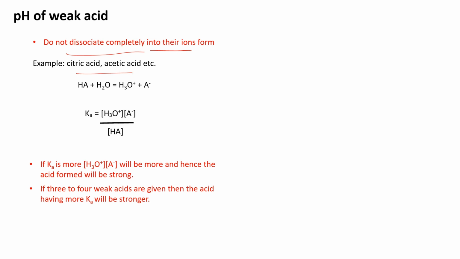Okay. So in case of weak acid, as they do not dissociate completely, the formula is HA plus H2O gives H3O plus A minus. So the dissociation constant will become the concentration of H3O plus multiplied by the concentration of A minus divided by the concentration of HA. So if you are given a group of 3 to 4 weak acids, and you are asked to find out which of these is the stronger, you will go with Ka. You have to see the Ka value. The acid having more Ka value is the stronger acid.